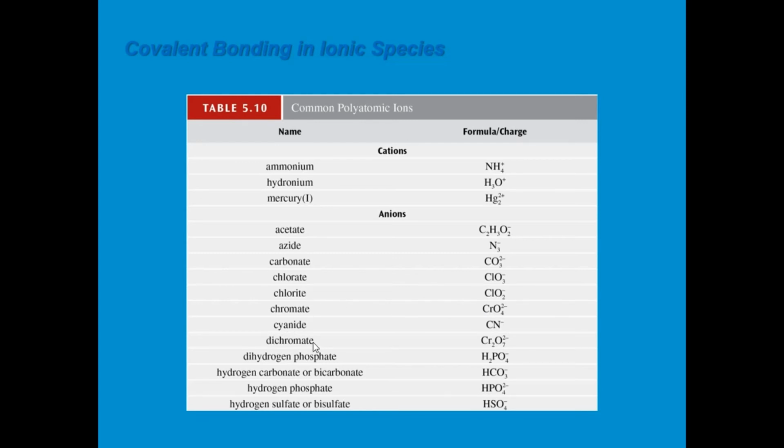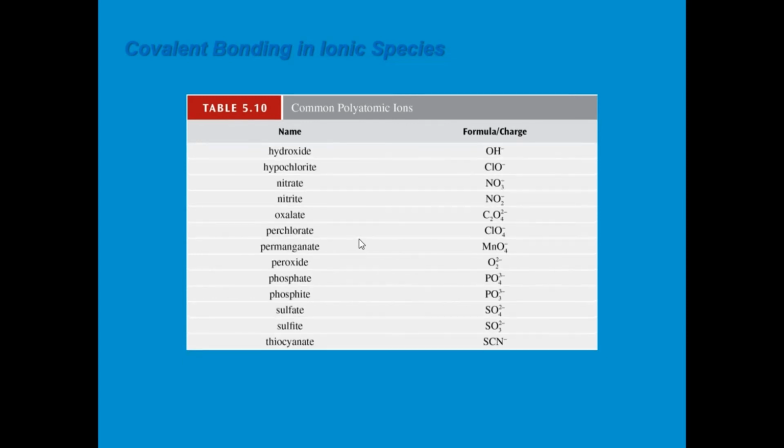Dichromate: the di- refers to the front of it, so you have chromate, CrO4 2-, but you also have dichromate, which means you have 2 chromiums. Dihydrogen means you have 2 H's in front of your phosphate, etc. There are some other common polyatomics. You should know your sulfates and sulfites, phosphates and phosphites: PO4, PO3, SO4, SO3.